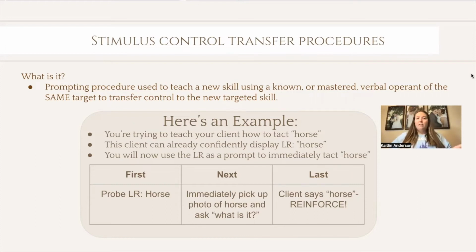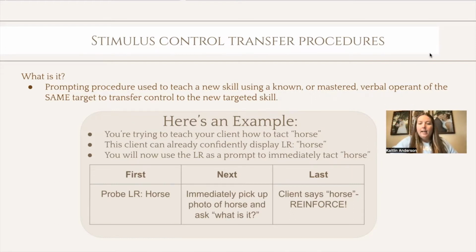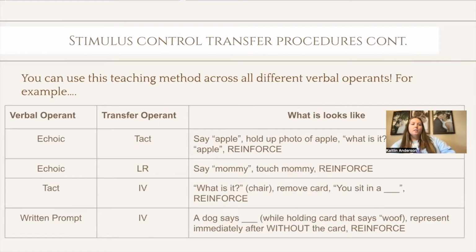So you have your field out. You say, touch the horse. The client touches the horse. You pick up the picture. What is it? And they'll tact horse. Okay, and I believe next we have some more examples of how you can use a stimulus control transfer procedure.